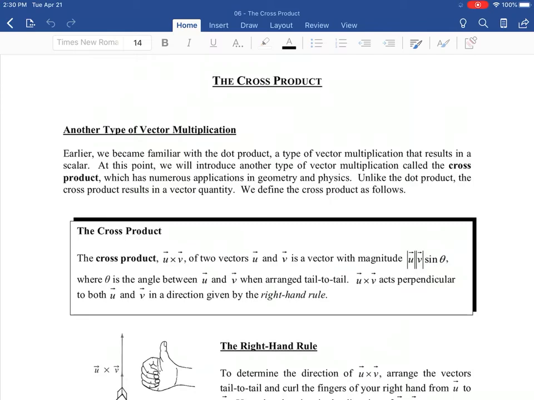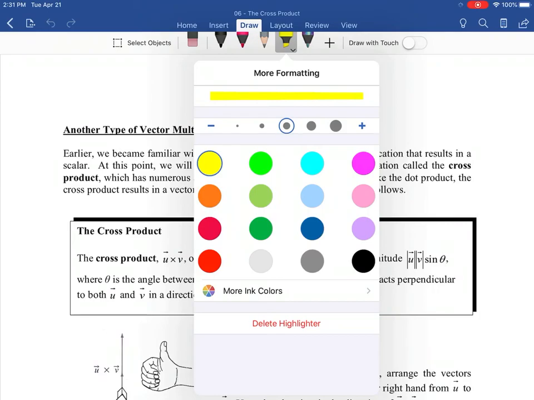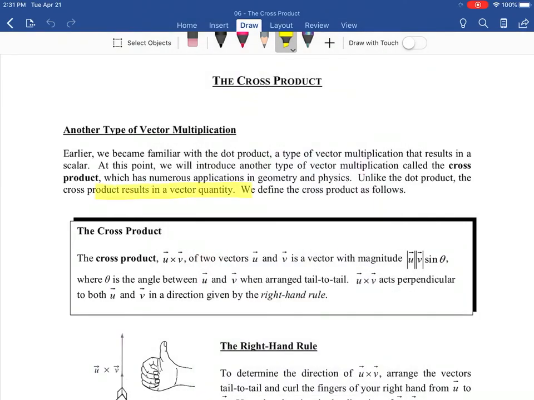So earlier we became familiar with the dot product. A type of vector multiplication that results in a scalar. So the answer was a number, like a 2 or a 7 or a 5.2, or negative numbers as well. It could come out of that. And at this point, we'll introduce another type of vector multiplication that is called the cross product, which has numerous applications in geometry and physics. Unlike the dot product, the cross product results in a vector quantity. So let's get our highlighter out for that. Going to get a vector as the answer here when we multiply the vectors as a cross product.